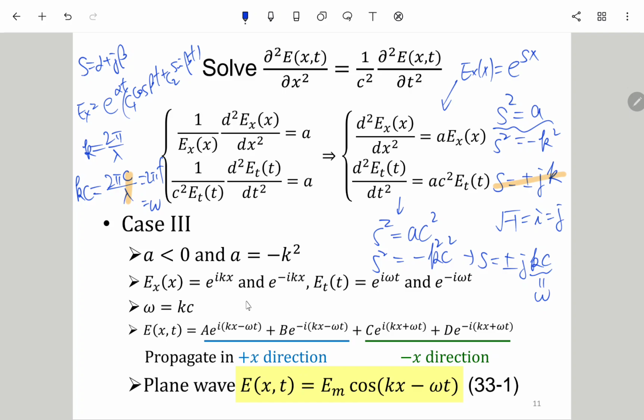So generally, because these two are solutions, we can write Ex of x to be, let's say, a exponential to ikx plus b. Maybe I don't try to use a, b, c, d because c will be the speed of light. Maybe I use, I don't know what to use.